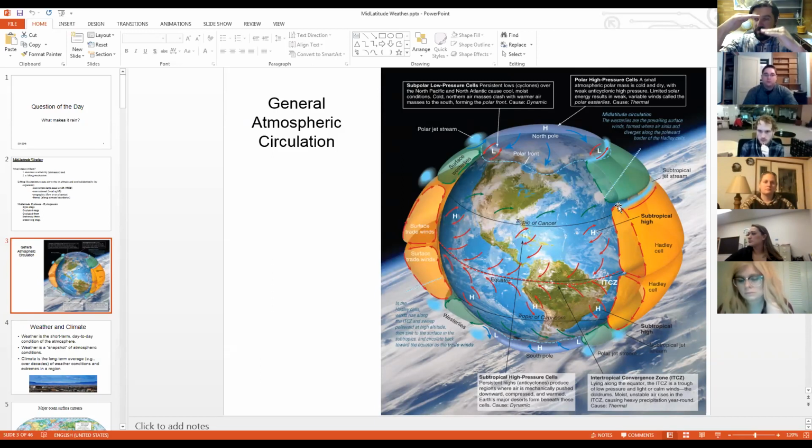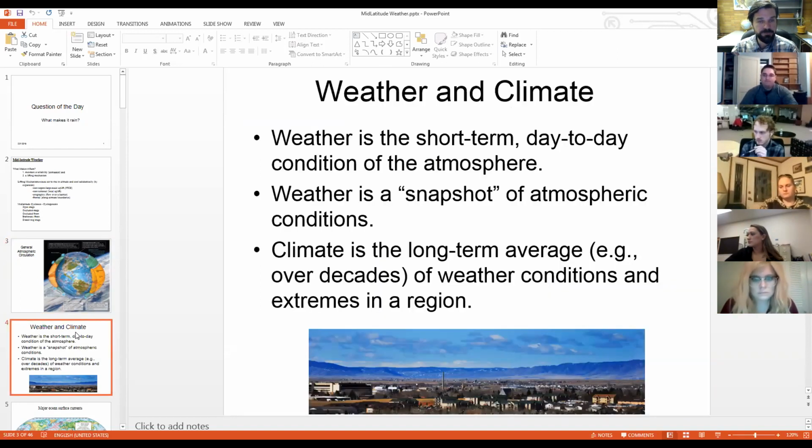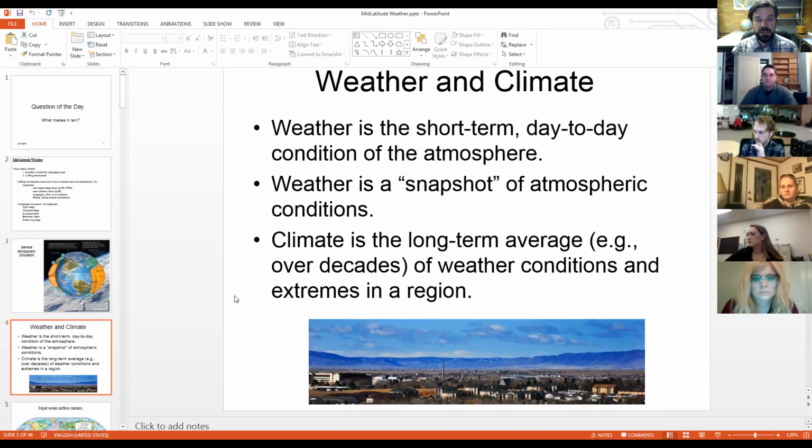Because you're going down 2,000 feet, so the temperature should increase. And so this air does that, and that's where you have your desert zones around the world. We'll talk about that in global climates coming up pretty soon. So that was a quick flash review of general atmospheric circulation. And then moving on to talking about weather and climate now.